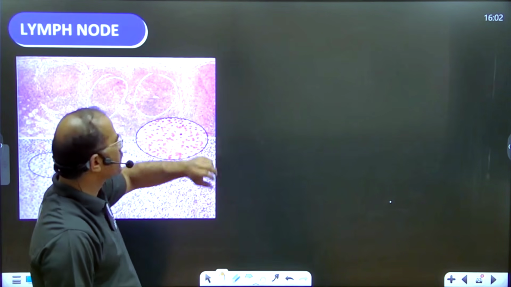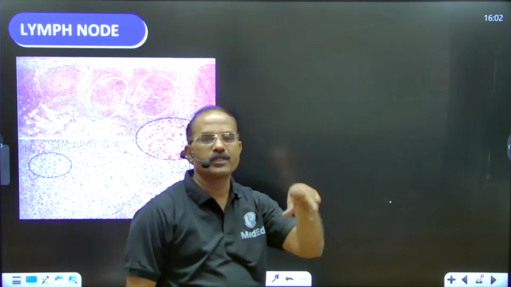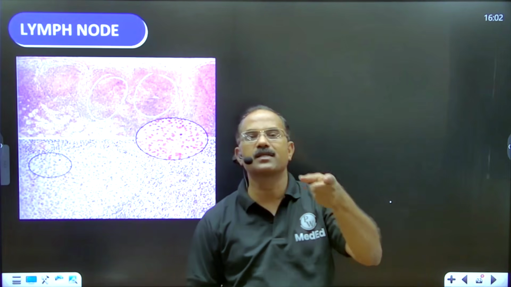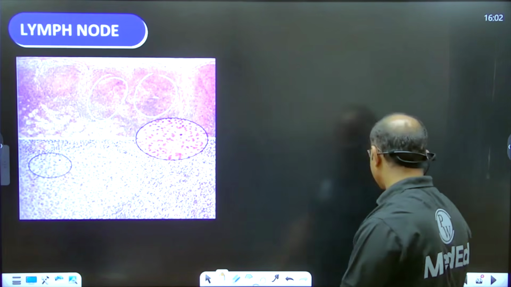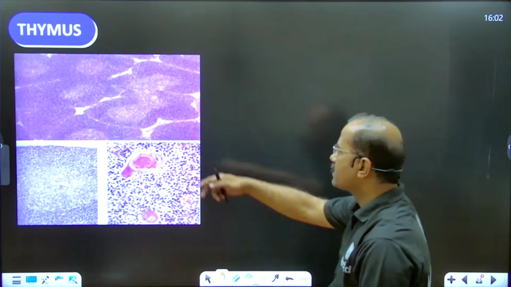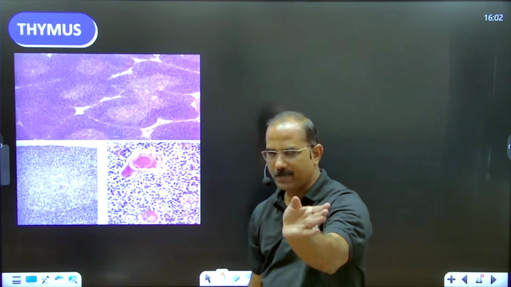Lymphoid follicles are present in all the lymphoid tissues except thymus. In the thymus, no lymphoid follicles are seen. Remember this, students. In the thymus, the lymphoid follicles are absent.